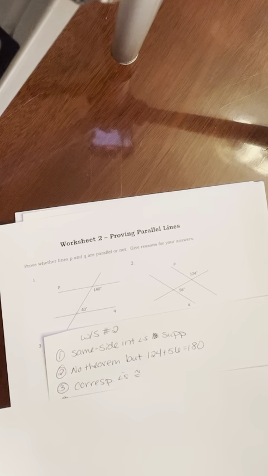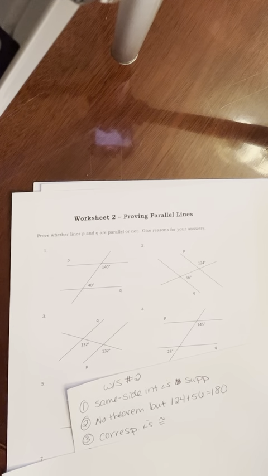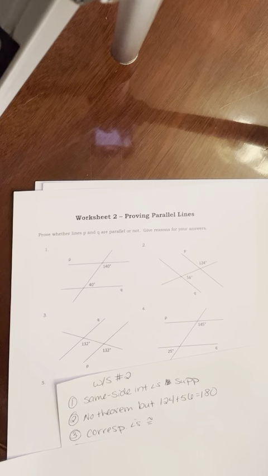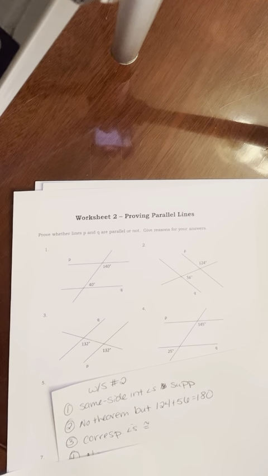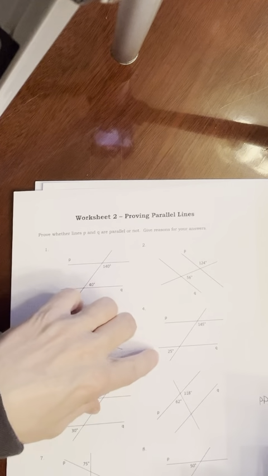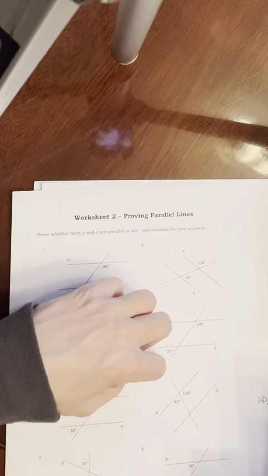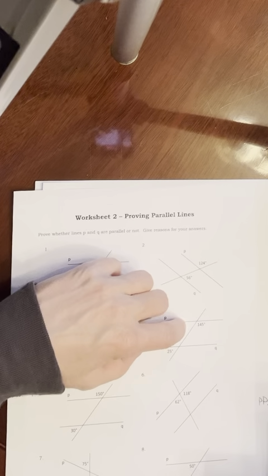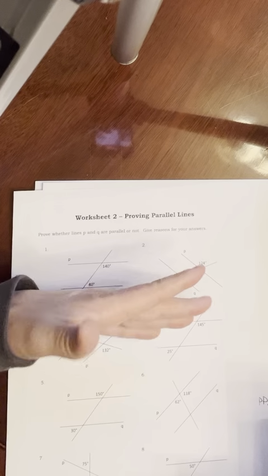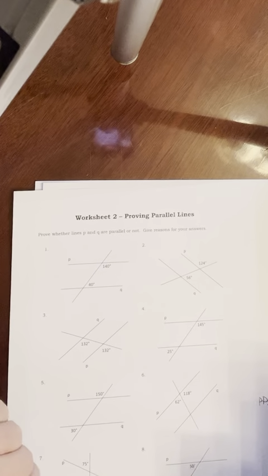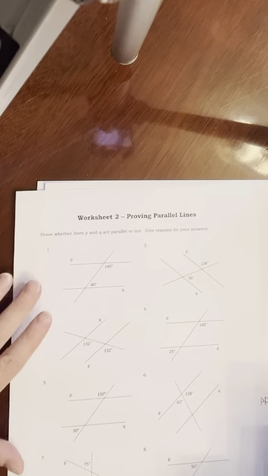Number 3, corresponding angles are congruent. 132 and 132 are congruent, so they would be parallel. Number 4 is no. Again, you have that situation where there is no direct theorem. If you brought the 25 up, then you would get 170, and they're not supplementary either. So this one's a big fatty no.